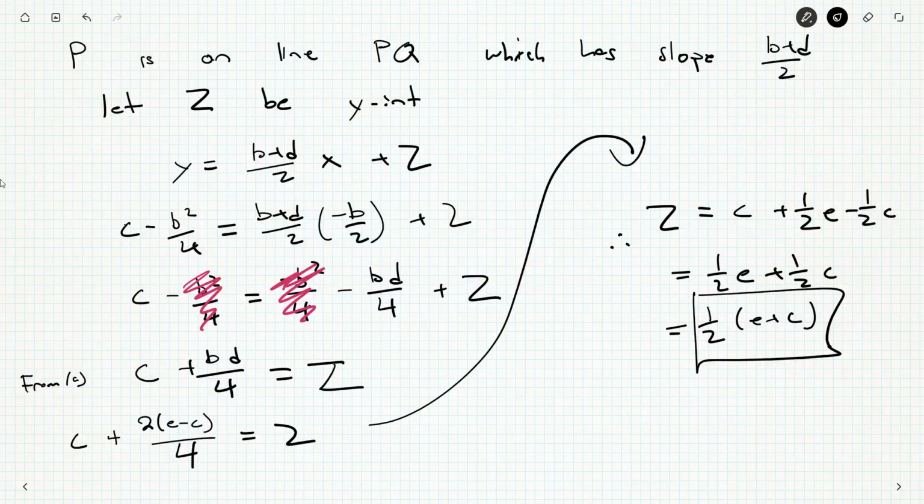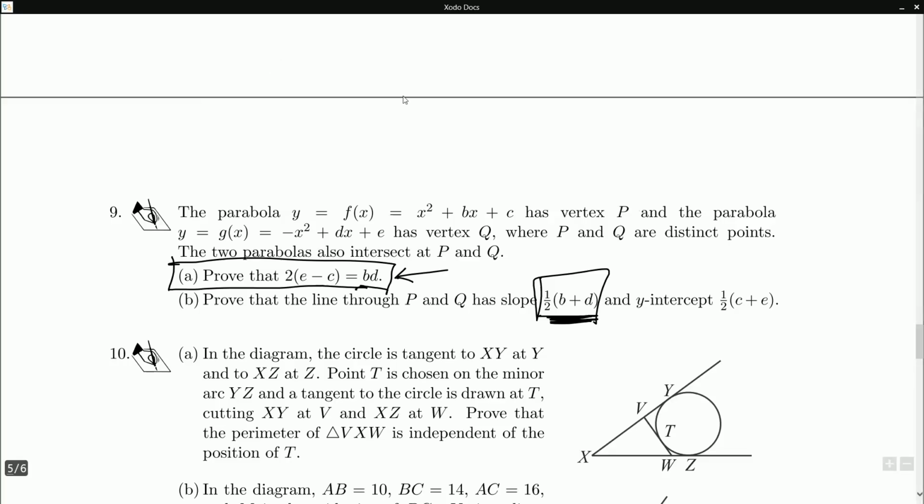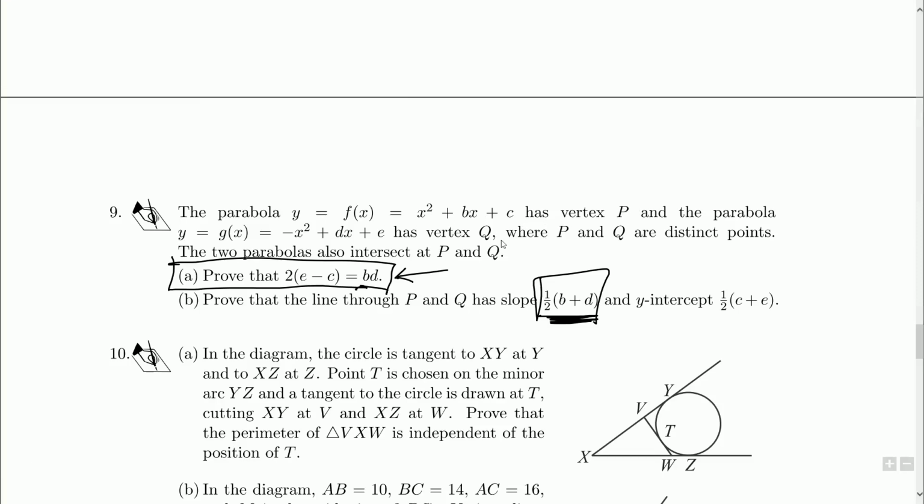So that was actually a very straightforward question number 9. They gave us all the information we needed. You know, vertices P and Q, so vertex form, very natural. They intersect at P and Q. That just means that Q is on P's parabola and P is on Q's parabola, and that very naturally led into A, and from there we got B. So that was actually a really nice question. I liked that one a lot.